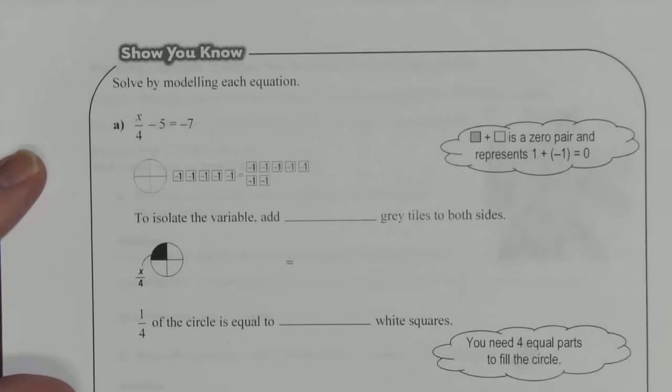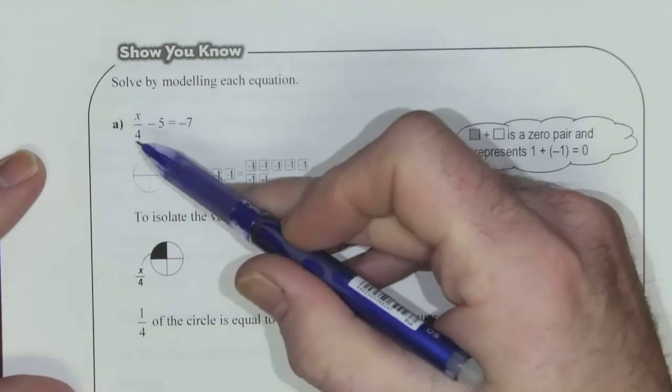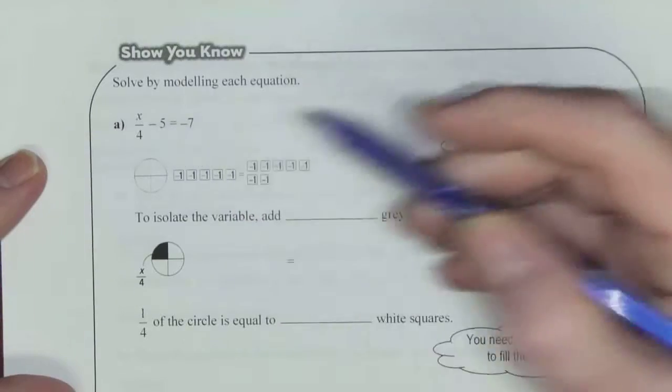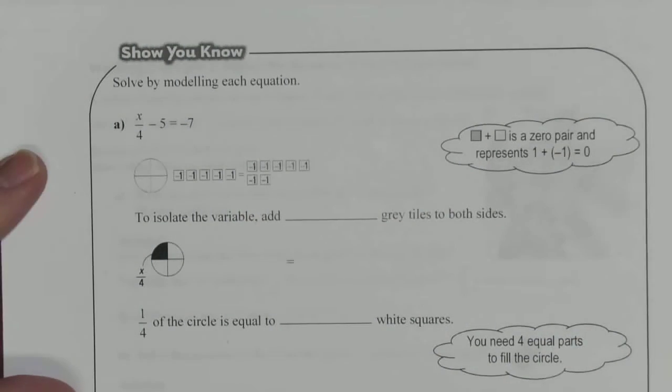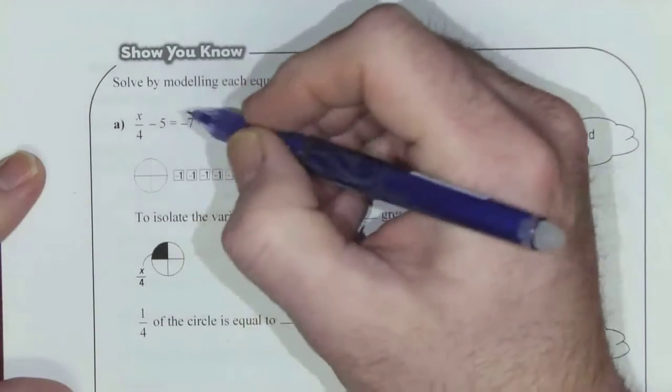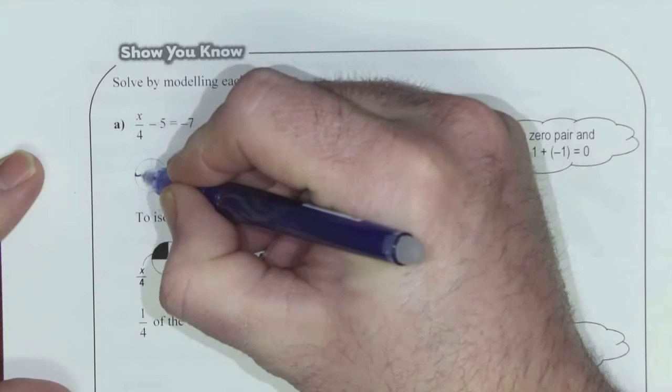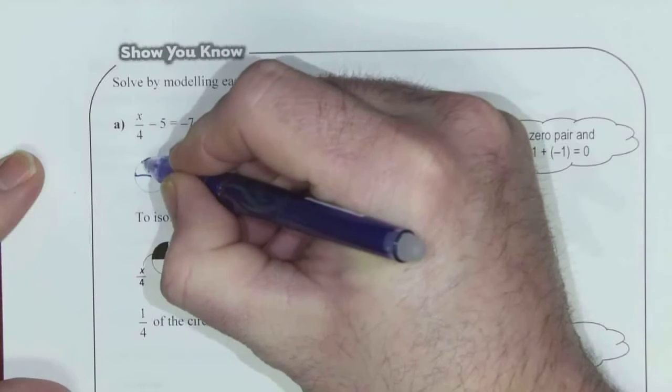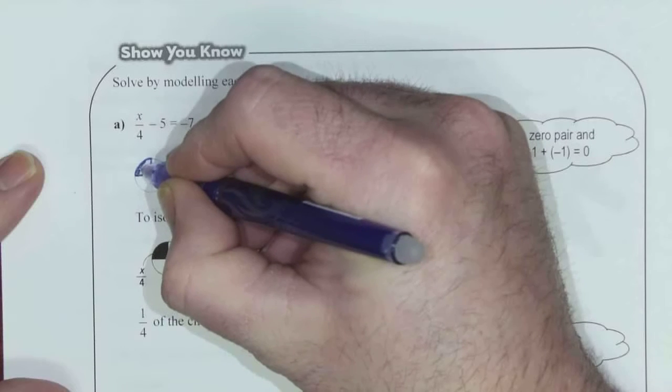All right, let's take a look at our first one. So we've got x divided by 4 minus 5 equals negative 7. Well, we're starting with x over 4. So in actual fact, this circle needs to be 1/4 shaded.